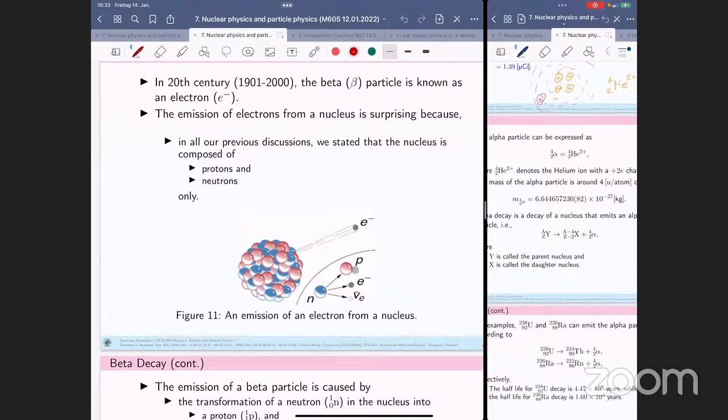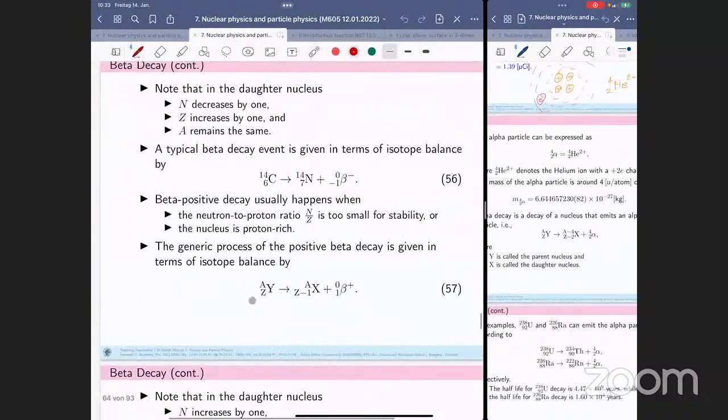The proton is converted to a neutron. Let's see what happened, or when the beta positive process is going to take place. Once the neutron to proton ratio is too small, we need more neutrons, because now the nucleus is not stable. There is not enough attractive force, not enough nuclear force for stability in the nucleus.